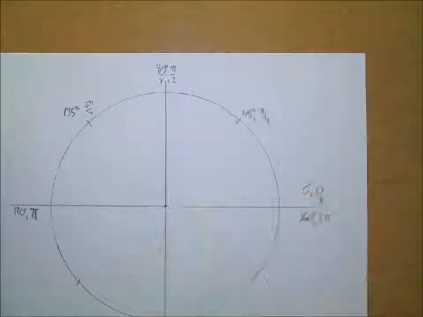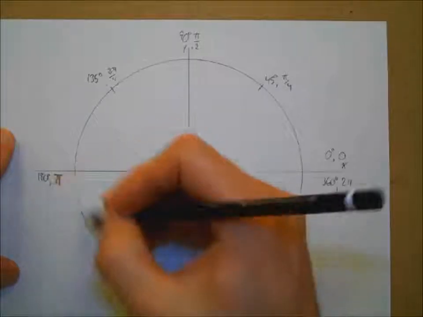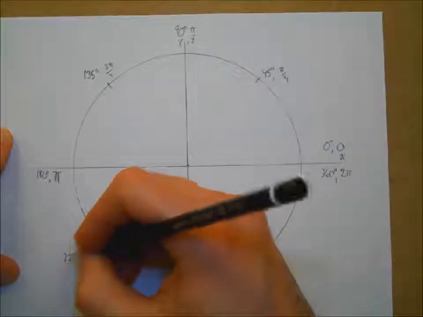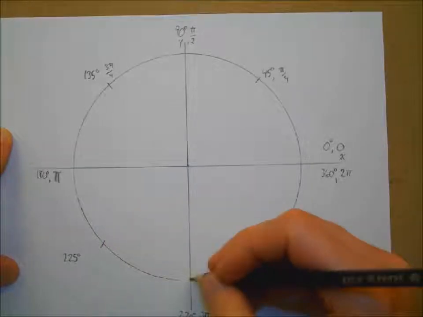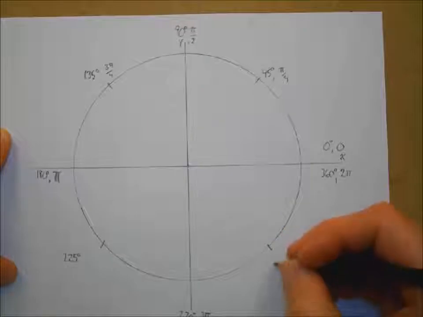Let's keep going with our degrees here. So from 180, add another 45 for the quarter here, we get 225 degrees. Add another 45, get to 270. Add another 45, we get to 315 degrees.